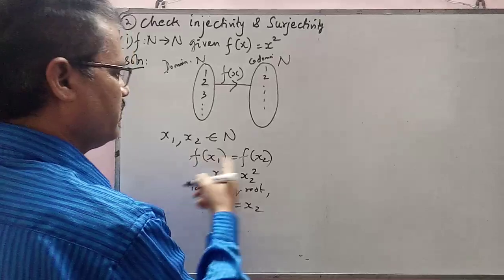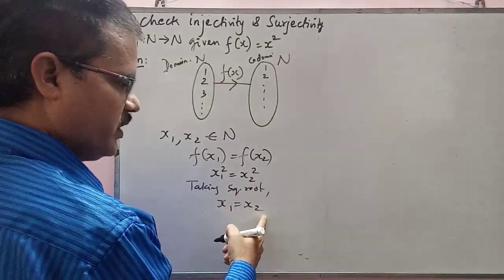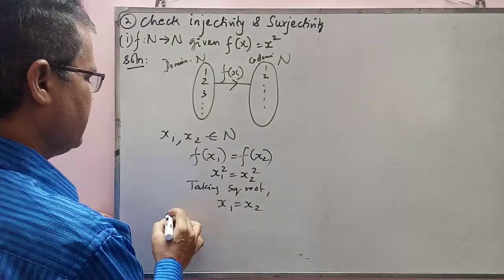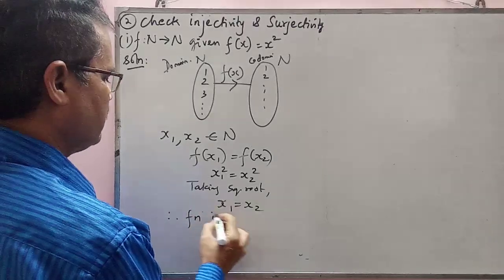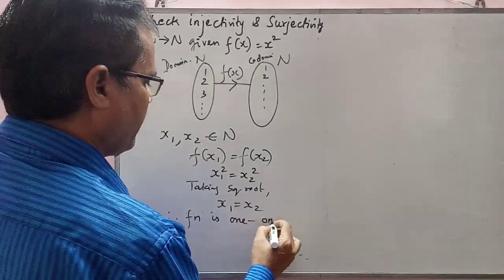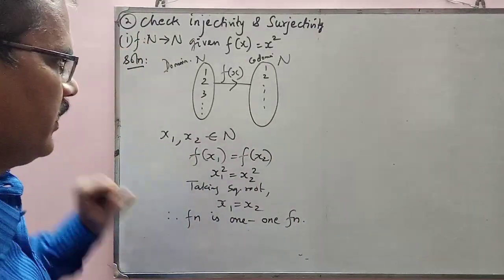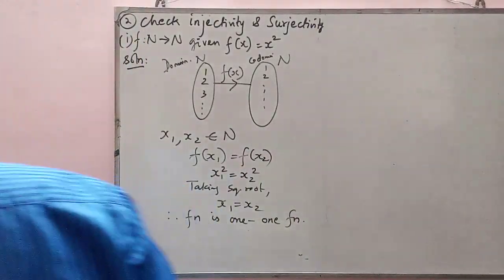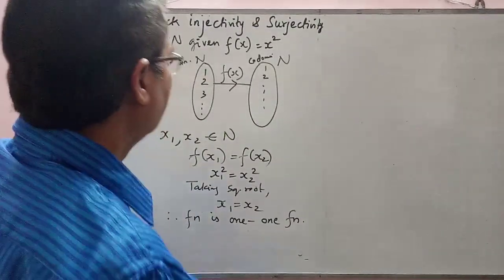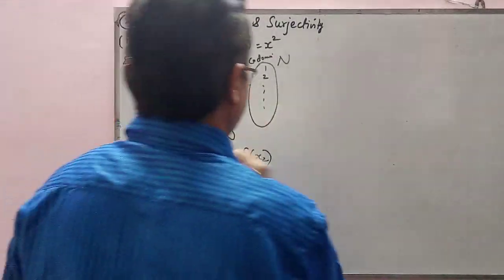We know when starting with f of x1 equals f of x2, when you reach x1 equal to x2, then we will say the function is one-to-one function. Okay, children, this part is over. Now we want to check onto function. Okay, let us start mapping it.